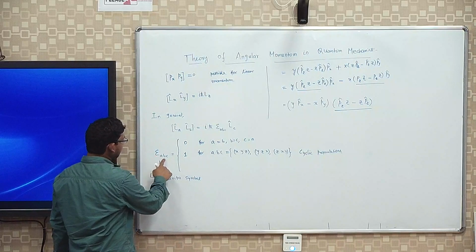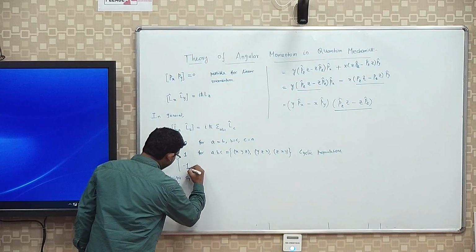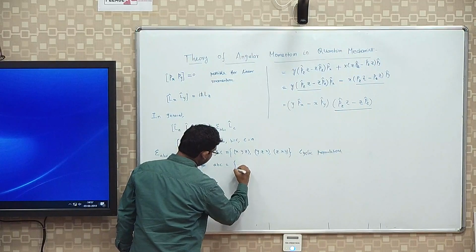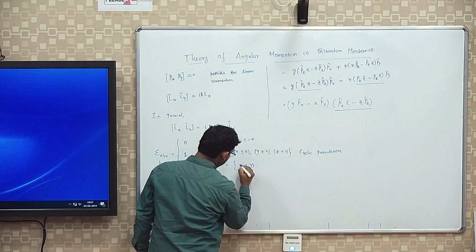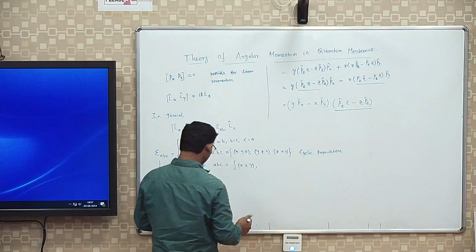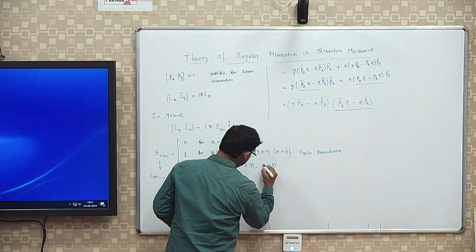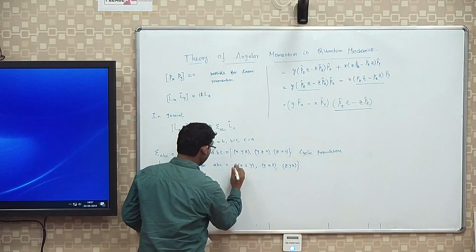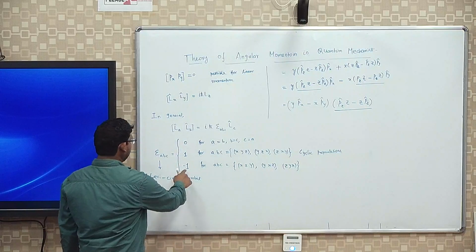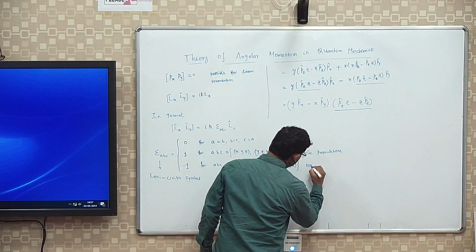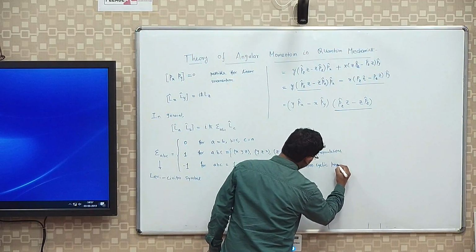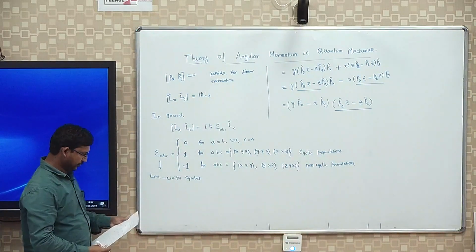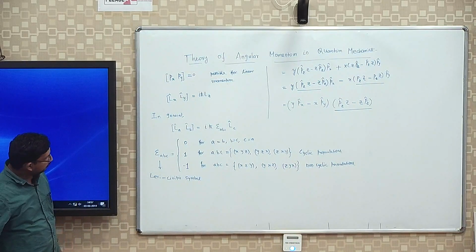Then the value of epsilon ABC is 1, and if it is a non-cyclic permutation, for this ABC being X, Z, Y, Y, X, Z, Z, Y, X, this will be minus 1. So non-cyclic permutations. Fine.